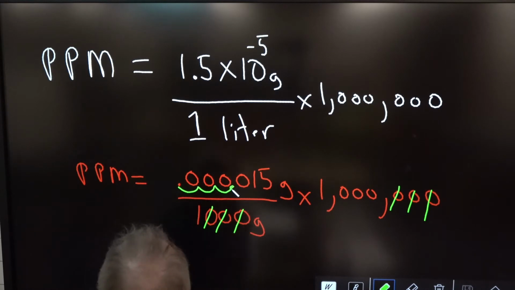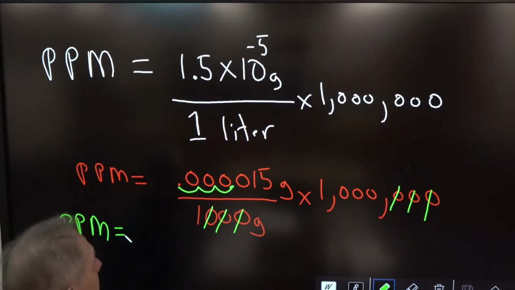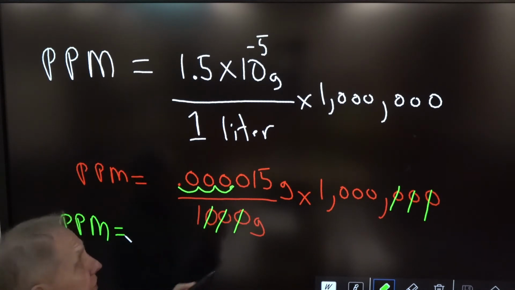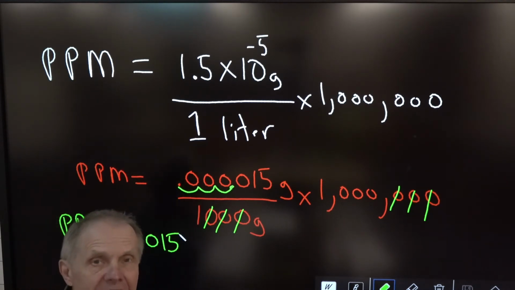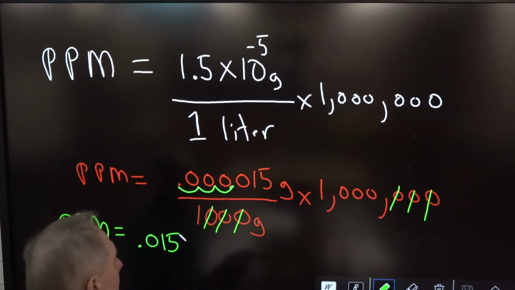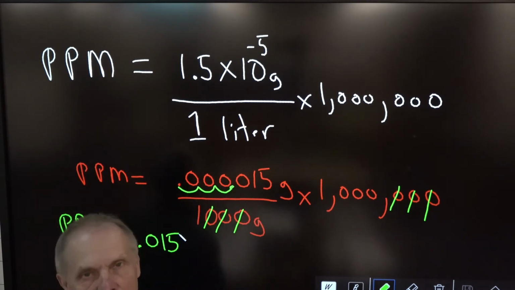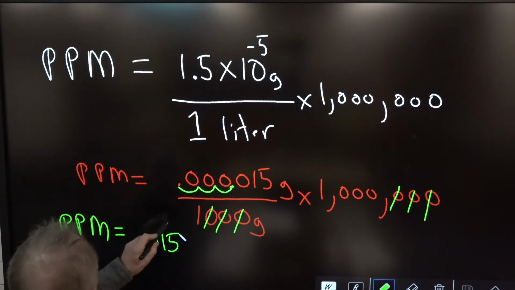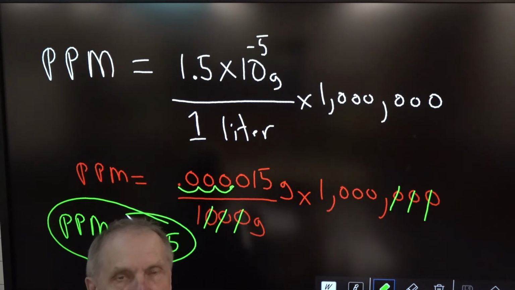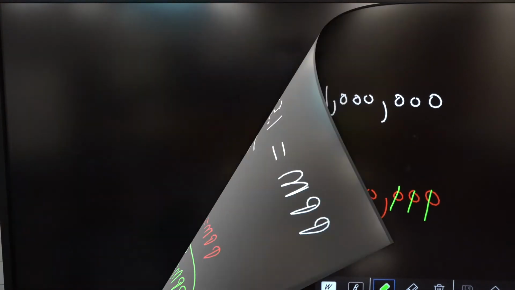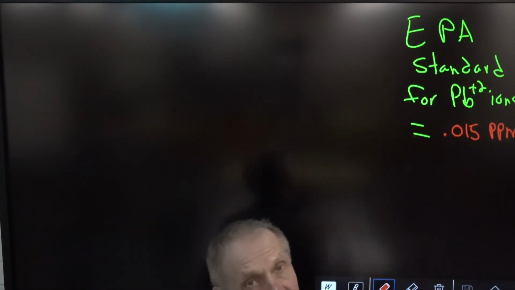So now we find out that the parts per million of lead ions is 0.015. And that is the maximum amount of lead ions in parts per million that water should have in it in order to drink it. Okay? So we're going to put this, which is the EPA standard, over in that corner, and now we're going to figure out something about Flint, Michigan's water. So the EPA standard for lead ions in water is 0.015 parts per million.